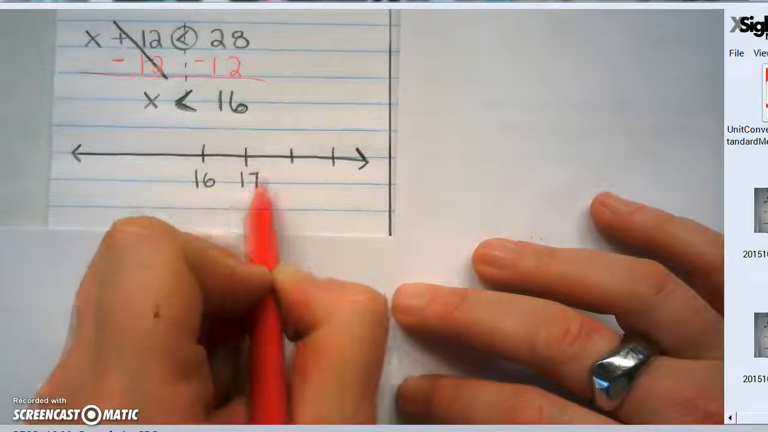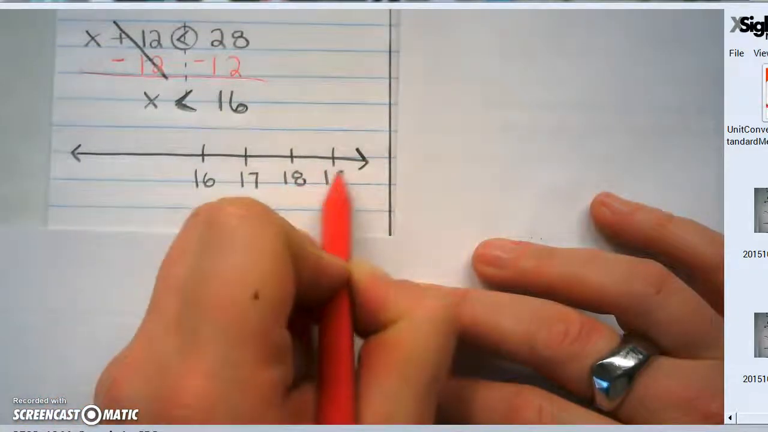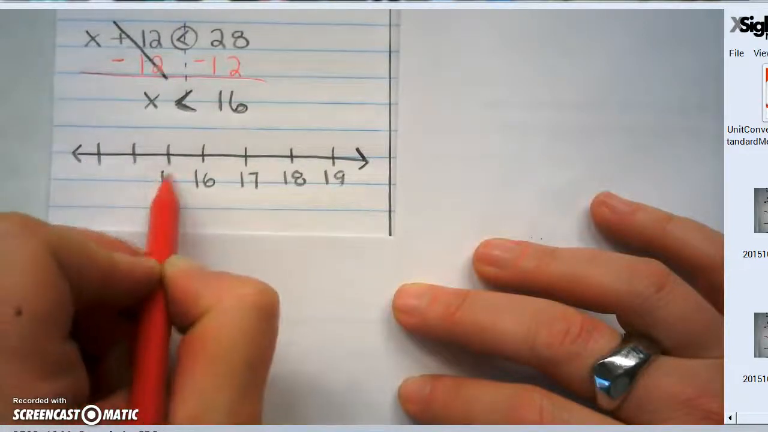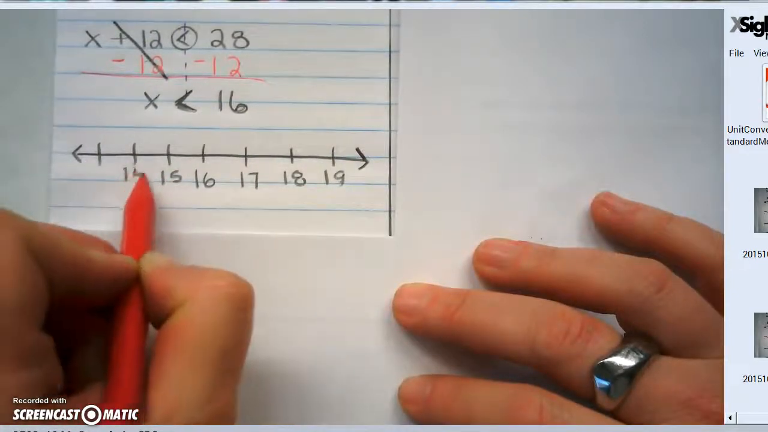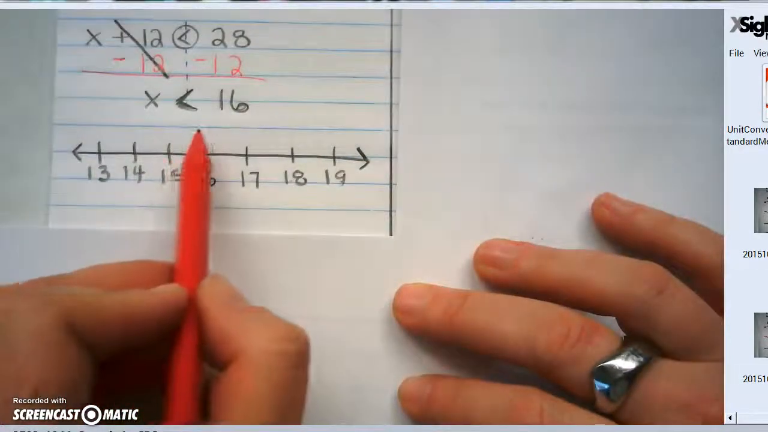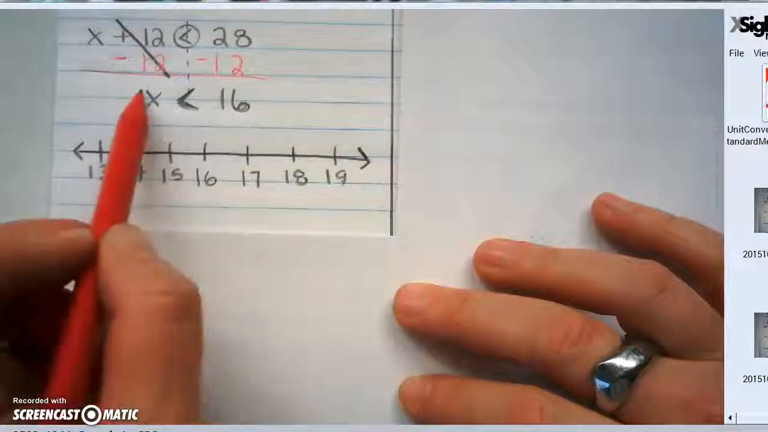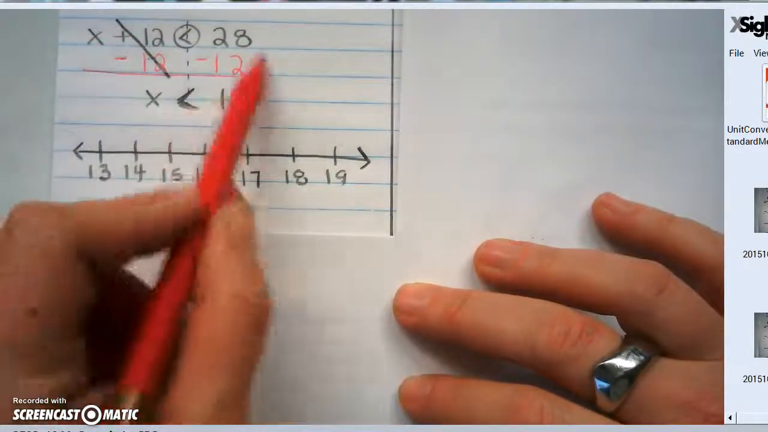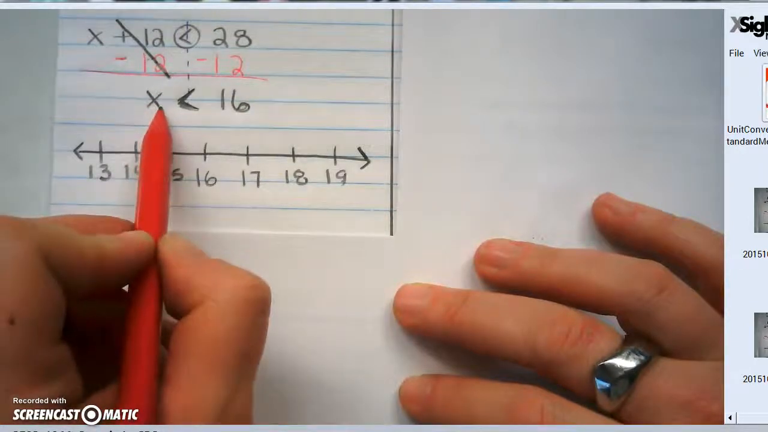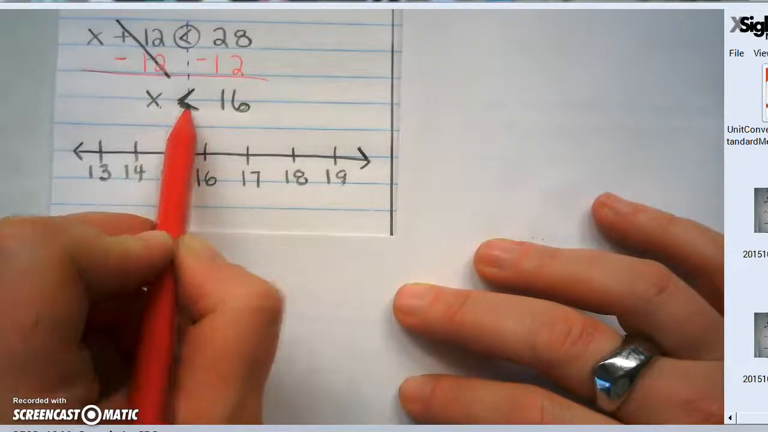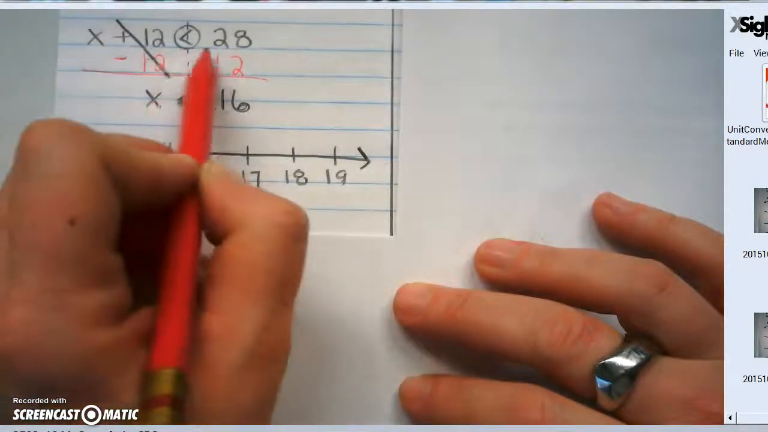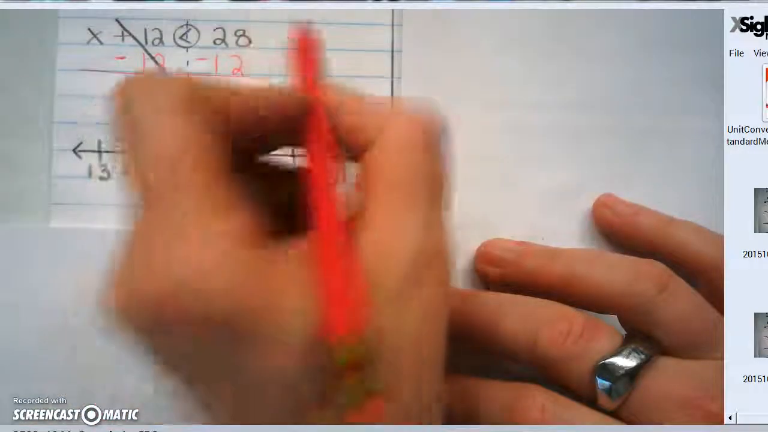We'll go up a couple of numbers, maybe 3, to 17, 18, and 19. And then we'll also mark those 2 or 3 numbers that are less than 16. And what this inequality says, or what it means here when we look at this whole algebraic inequality, is that this x can be any number, as long as it's less than 16. This original sentence right here will be true.